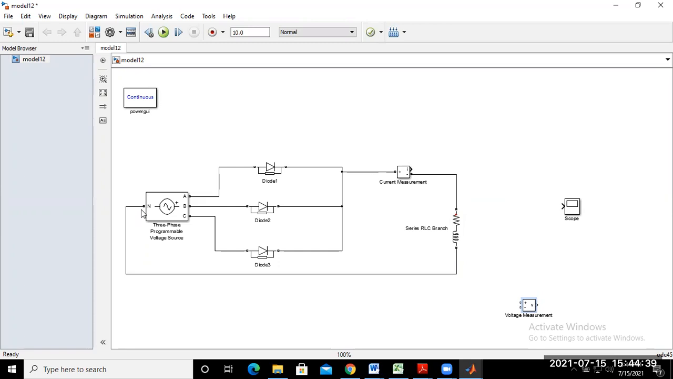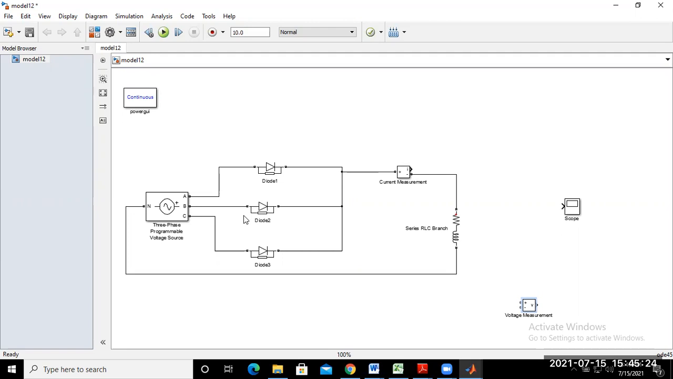So you may observe that here all the three diodes are in forward bias. Since the positive terminal of the supply phase A is connected to the anode of diode 1. Similarly, the positive terminal of phase B is connected to the anode of diode 2, and the positive terminal of phase C is connected to the anode of diode 3. So all the three diodes are in forward bias. So how can you say which diode conducts up to which period?